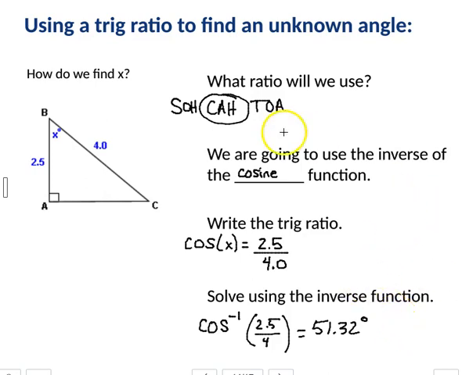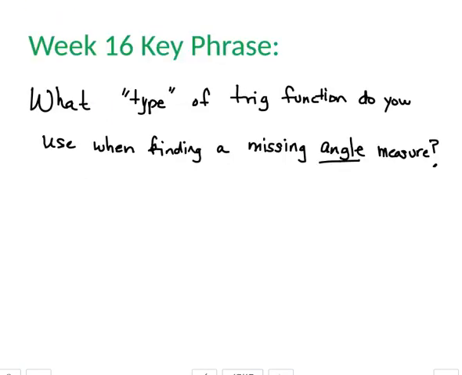And that's it. For the key phrase this week, we looked at how we can use trig ratios to find missing sides and missing angle measurements. But I said there's a special type of trig function that you use when you are finding a missing angle measurement. I'm not looking for sine, cosine, or tangent, but there's a type of all 3 of those that we use when we're finding missing angle measurements. And what is that?